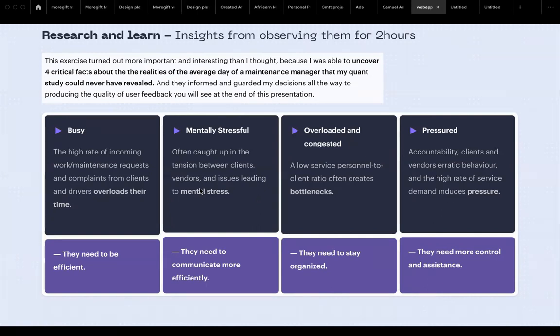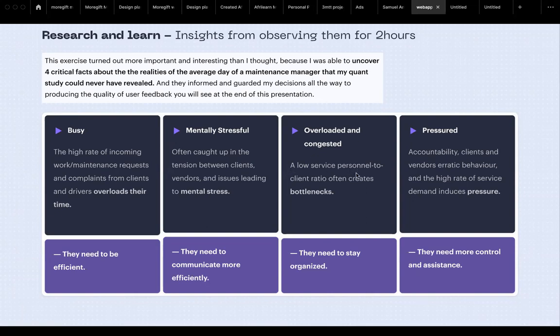How your mind will be doing. You have a lot of headache. So they needed to communicate more efficiently. That means the communication activity between vendor and client has to be very seamless and very efficient, so they can manage conversation and communication between those places very, very fast. So they are overloaded and congested.